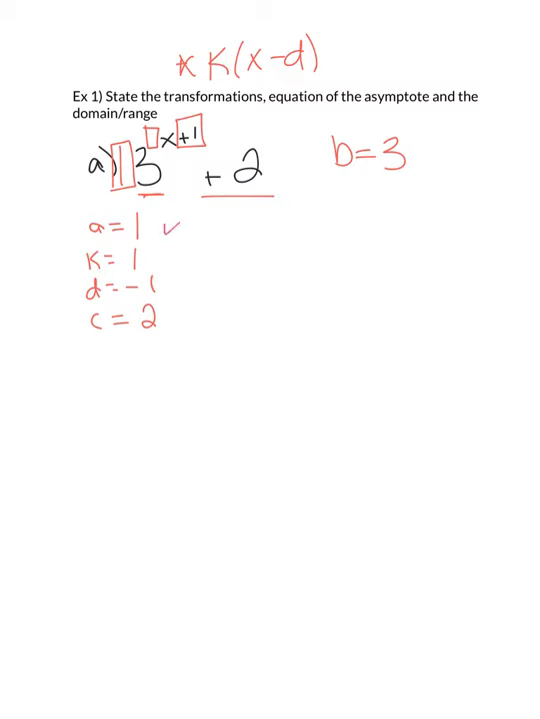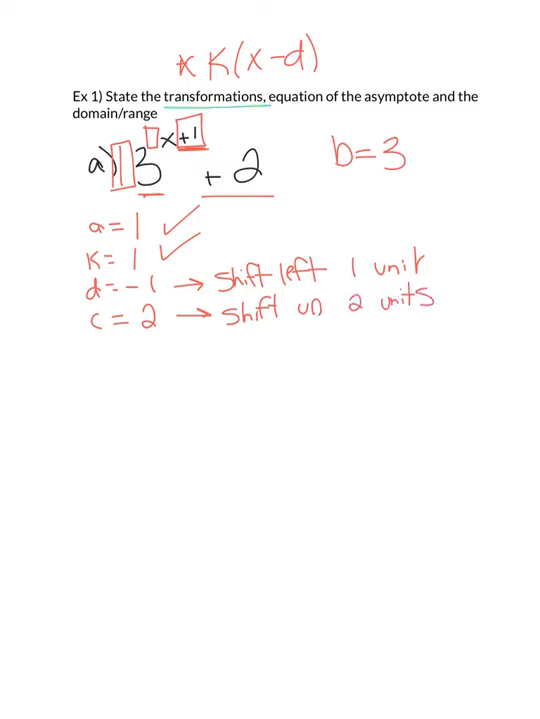Now, we don't need to say anything for an a value of 1. Nothing has changed. Same with our k. For our d value, we do need to say that this represents a shift left 1 unit. Now again, it says plus 1 here, so that means left. It's a little bit backwards for our d. And our c is 2, so this means that we have a shift up 2 units. So we've stated our transformations.